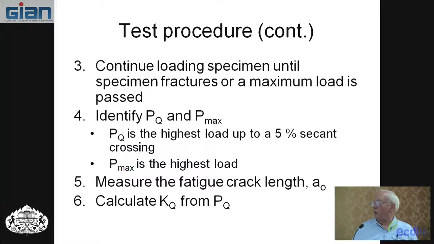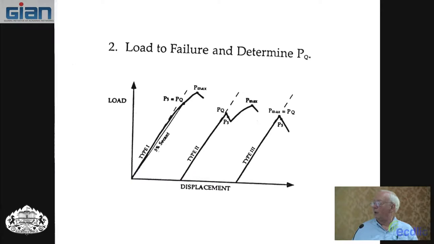Now I'll show you in a schematic what PQ and Pmax are. Here are the words for it. PQ is the highest load up to a 5% secant crossing. Pmax is the highest load. So this is what it looks like. These are in the standard.